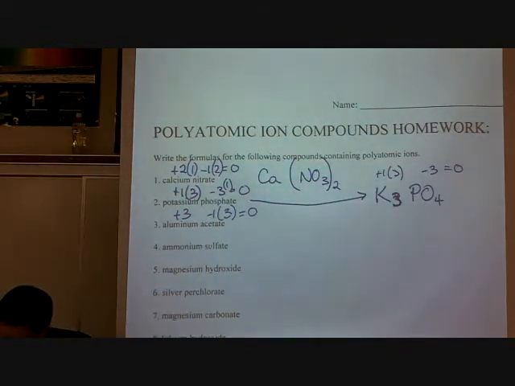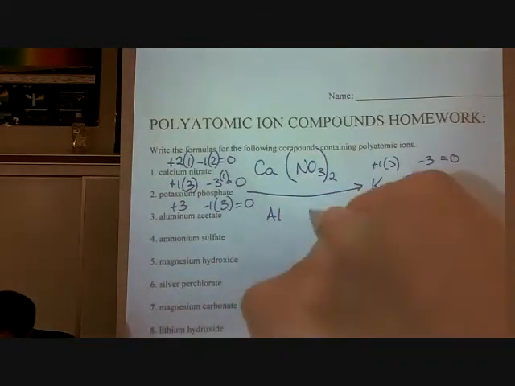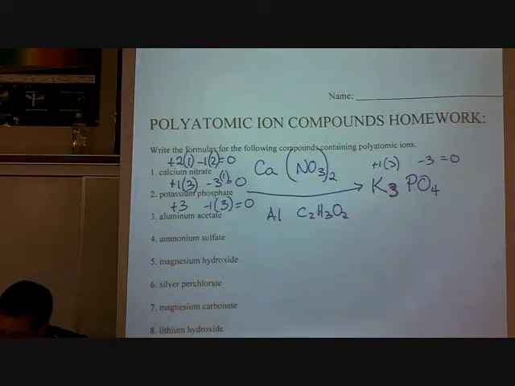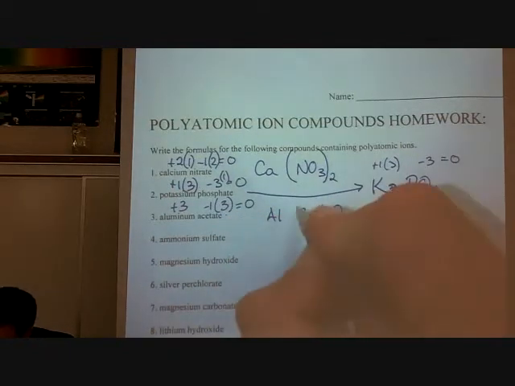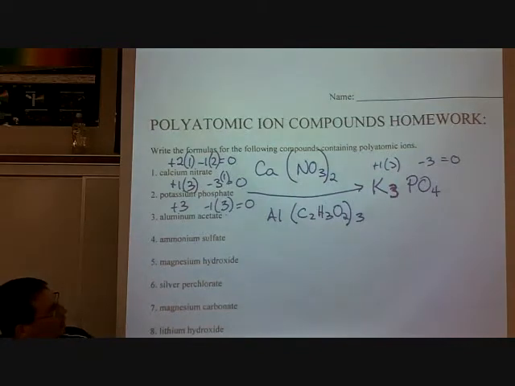So when I write this out, aluminum is Al. And then acetate is C2H3O2. That's one of the harder polyatomics to remember. And since it needs 3, I'm going to put that whole thing in parentheses and then write a 3 on the outside.